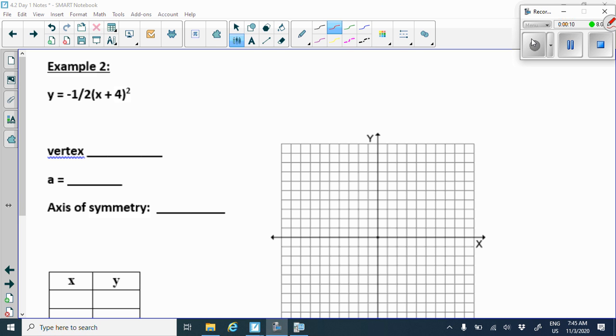Okay, so here we are going to figure out the vertex first. So remember, the vertex is going to be our h and k value. So our h is the opposite of what we see, so that's going to be -4. Now notice we don't have anything for our k, so that's going to be 0, okay? Our a value, notice it's going to be -1/2, because that's always the number in front of the parentheses. And then our axis of symmetry, remember, is always x equals whatever the h value is, which in this case is -4. Okay, our next thing is we're going to list the transformations.